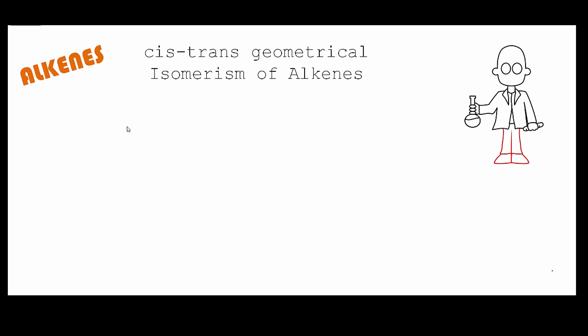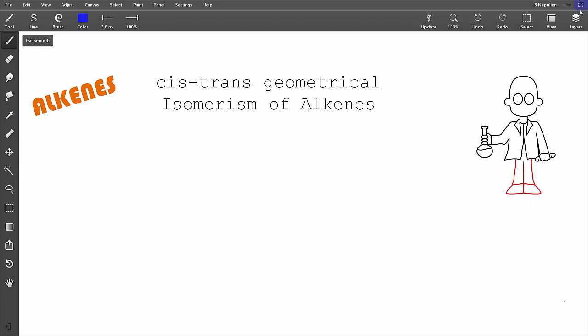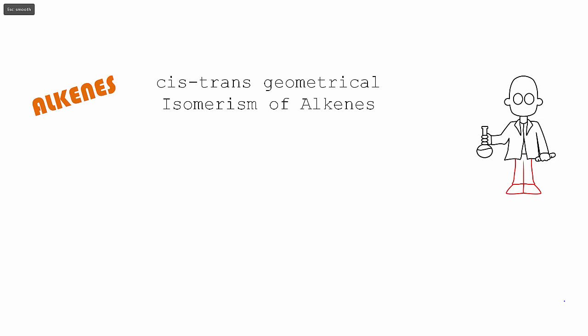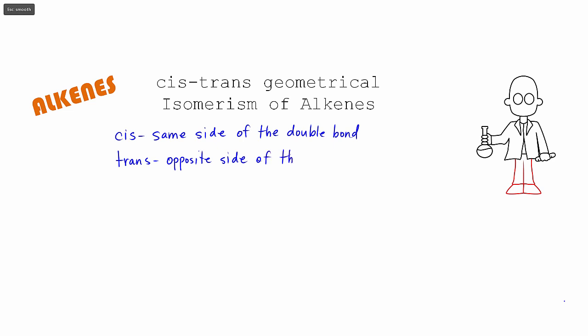All right, let's talk briefly about cis-trans isomers as it relates to alkenes. So we say cis is going to be on the same side of the double bond. Okay, trans is the opposite side of the double bond.